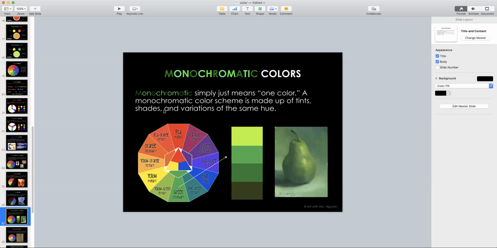When we're talking about monochromatic, that just means one color and variations of that color. You might see that word, mono, in some other places; it means one. This example here of the painting of the pear is only using greens. It's using different shades of green, but it's only using green for the color and the composition. So that's a monochromatic painting.